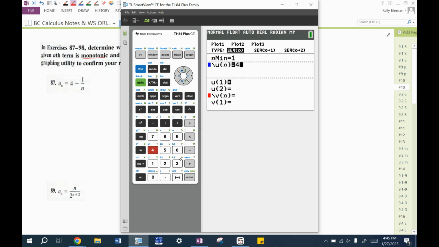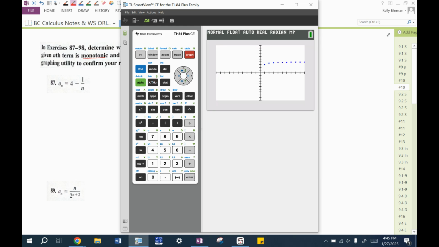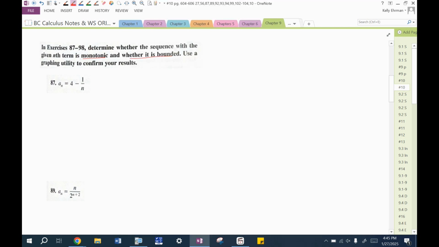So 4 minus 1 over n. And then you could just hit graph and see if it seems like your boundaries are correct. I'm not going to bother with that though. So, okay, is the sequence monotonic? Is it always increasing or always decreasing, one of those?